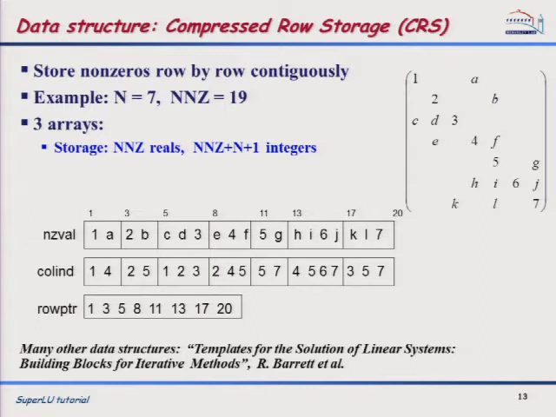Here I'm doing it by row. We could do that by column as well. Instead of storing by row, we could store by column. And there are other storage strategies that we could use for a sparse matrix. For this example of dimension 7, it's a 7 by 7 matrix with 19 non-zeros, I need NNZ reals, the number of non-zeros, and NNZ plus N plus 1 integers. And with this, we can store a sparse matrix. As I mentioned, there are other data structures that we could use.